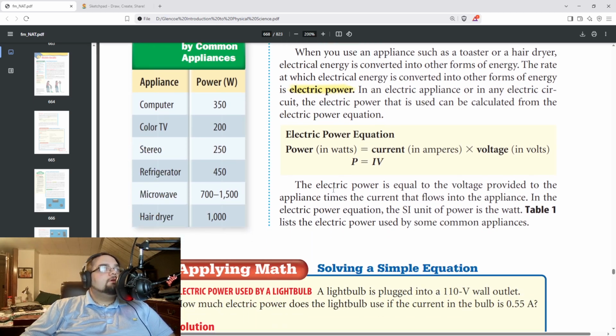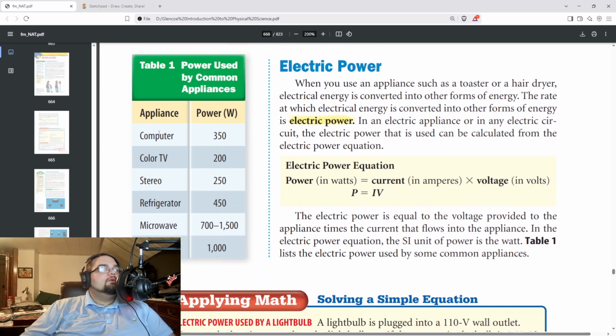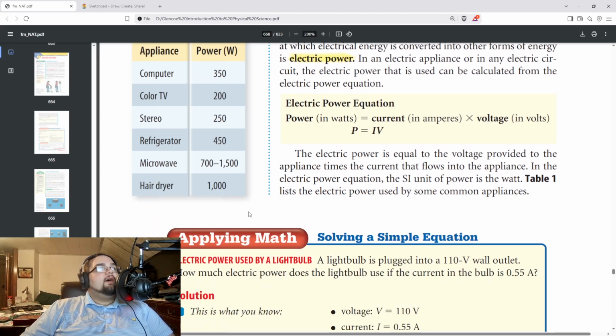The electrical power is equal to the voltage provided to the appliance times the current that flows into the appliance. The SI unit of power is the watt. Power is measured in watts. Table 1 lists the electrical power used by some appliances. So an old computer will use about 350 watts. More modern computers will use around 400 to 500. Color TVs use 200. As our TVs get more technologically advanced, they tend to use fewer watts. The hair dryer uses 1,000. The microwave uses 700 to 1,500.